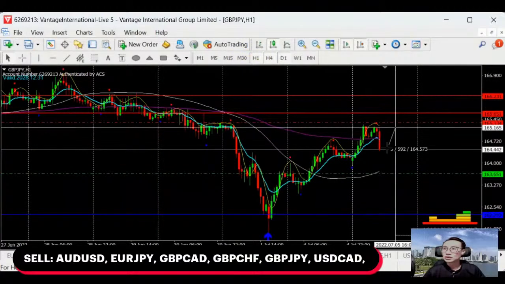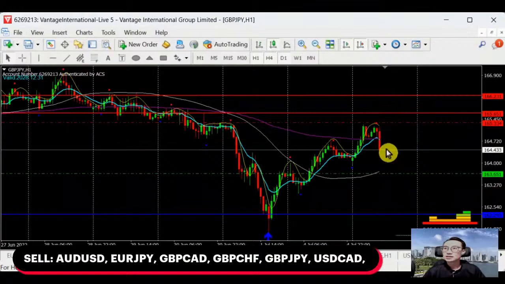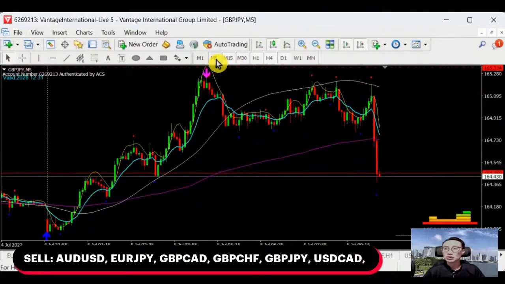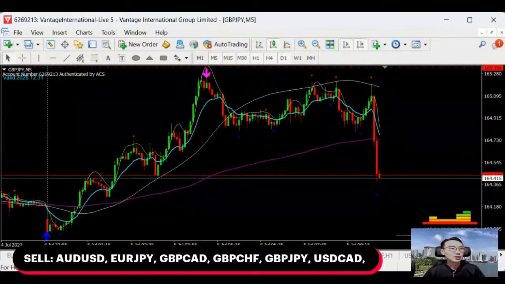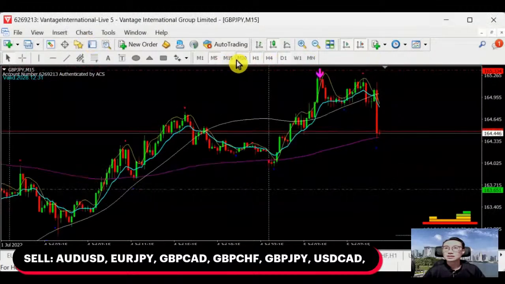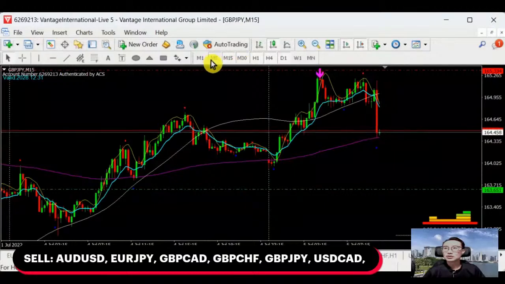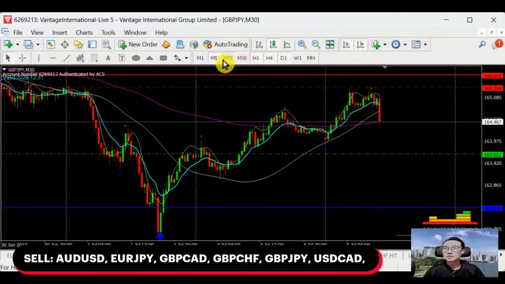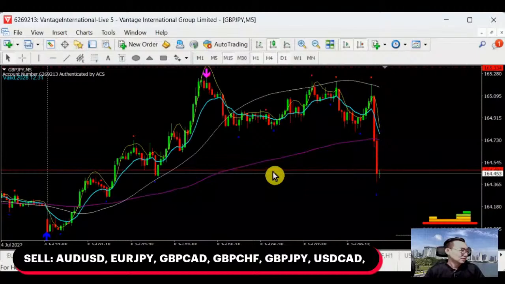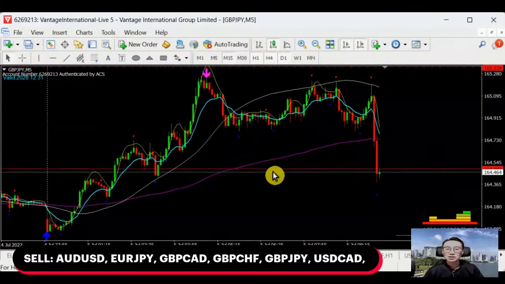So this is what we are looking out for. Pound yen has already started to sell off, so I guess we don't have a chance for this anymore. Currently, this is coming to support very soon. So better not to. Thank you so much.